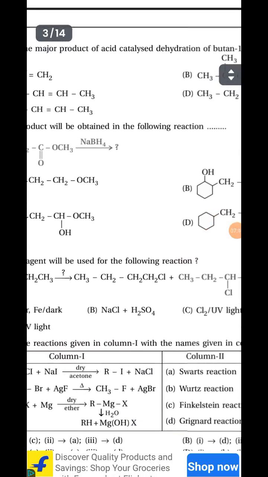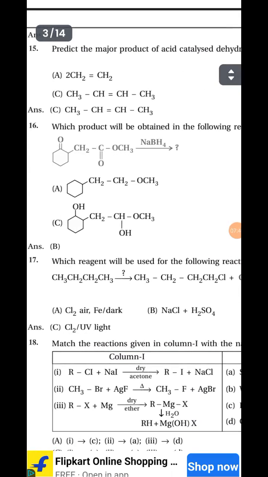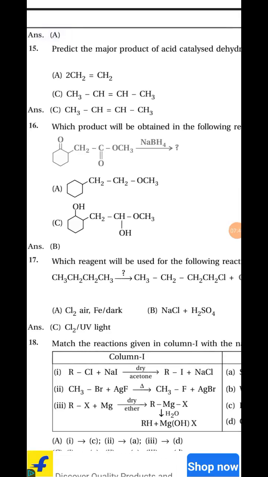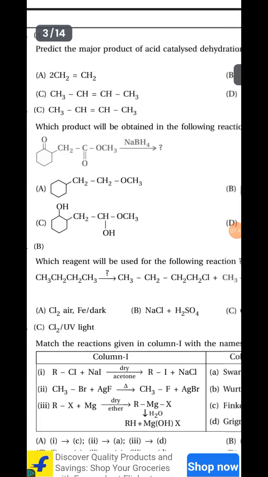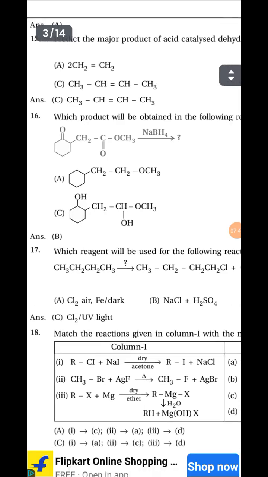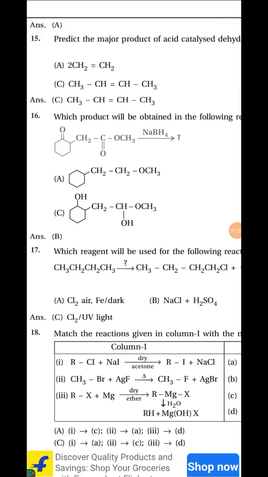Which reagent will be used in the following reaction? Here what you are doing is a chlorination of it. So here your reagent would be Cl2 in the presence of UV radiation.